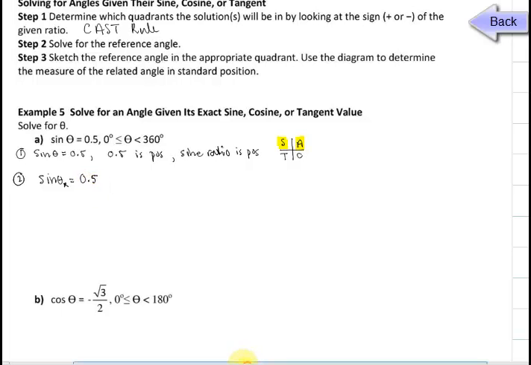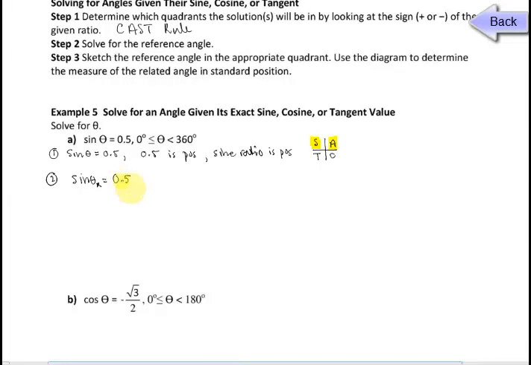Okay, now the other thing, because we're looking for exact values, sine of theta being 0.5 is also 1 over 2, and if you recall, you would need your 30, 60, 90 triangle to determine what the value of theta is when the sine ratio is 0.5. Alright, so here is your 60, 30, 90 triangle.